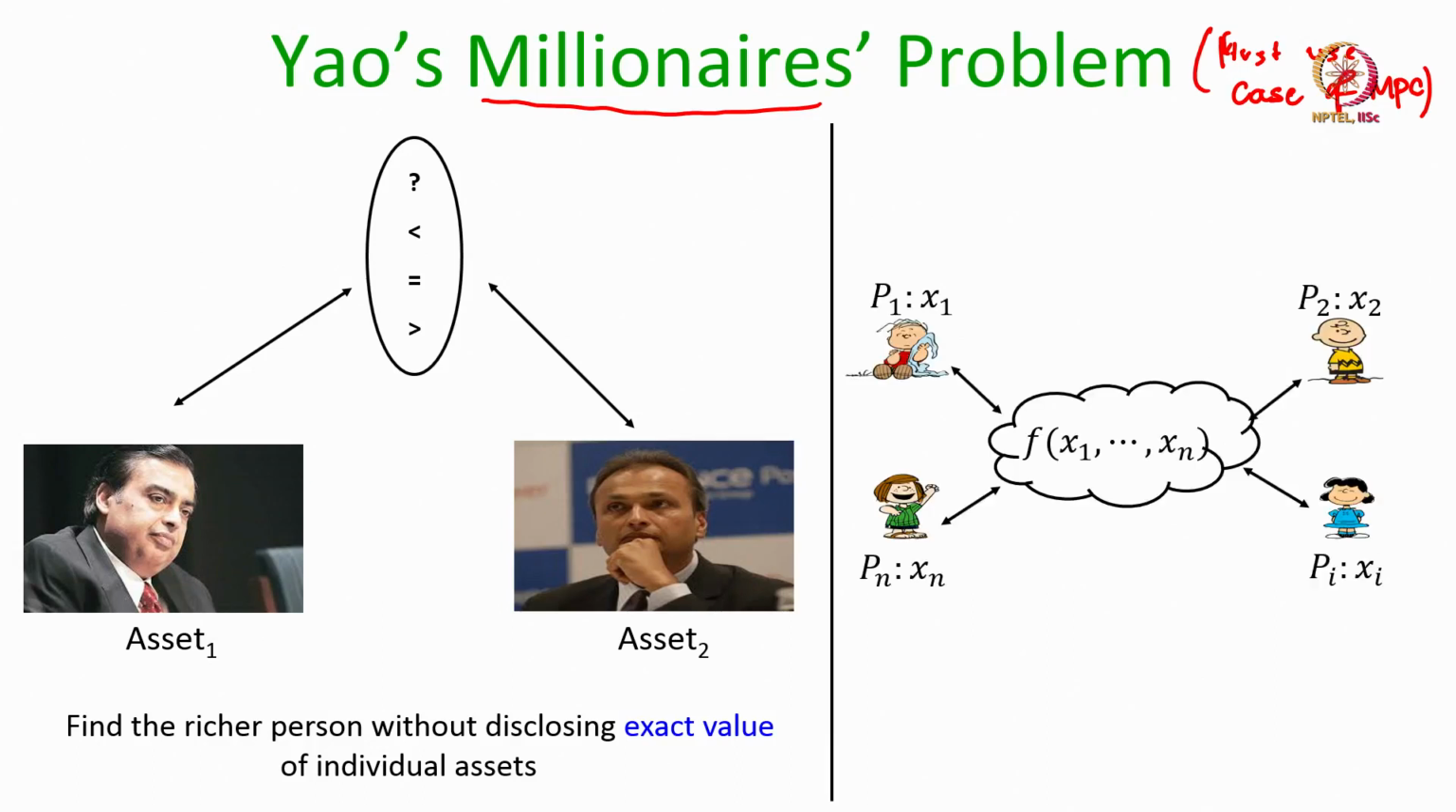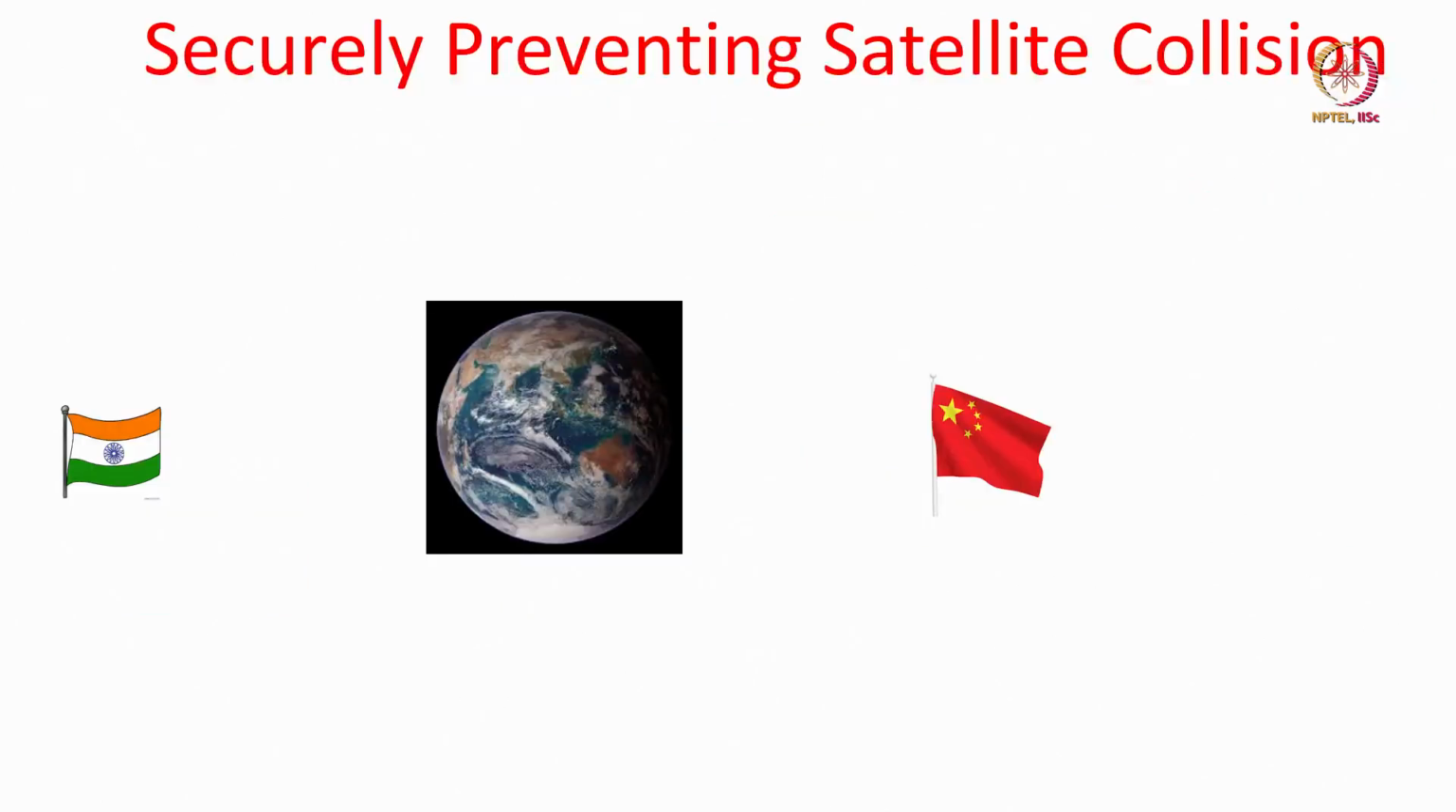Okay. So, this problem is nothing but a special case of secure 2PC, two party computation, because here we have only two parties involved. Okay. Of course, you can imagine that there are n number of millionaires where n is more than 2 and they are interested to find out who is richer between them. That is something similar to our e-auction problem.